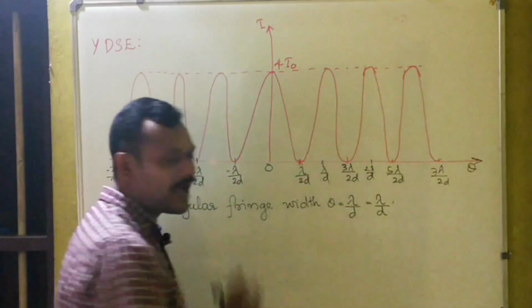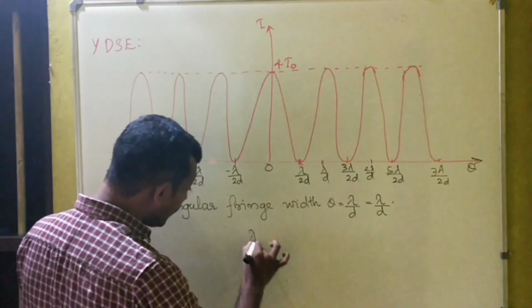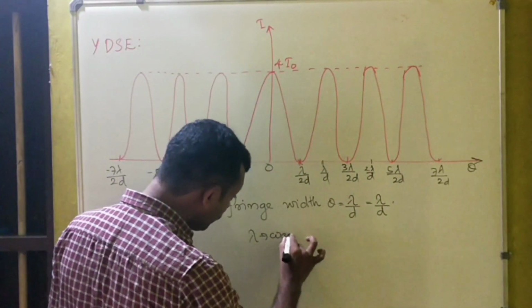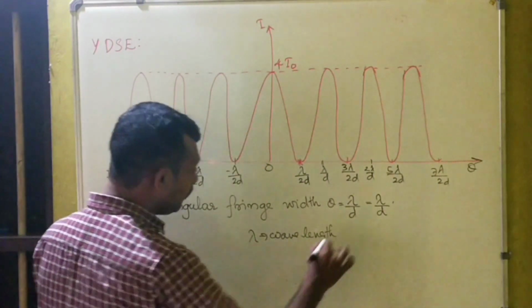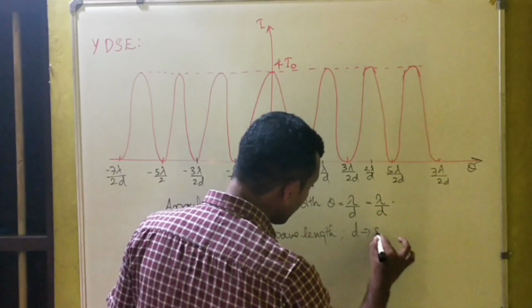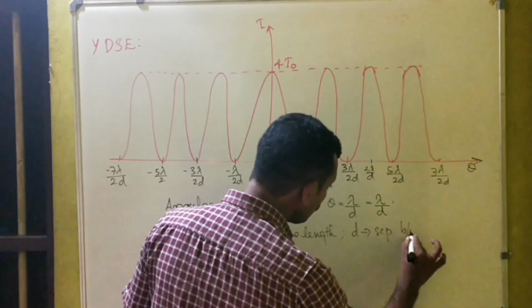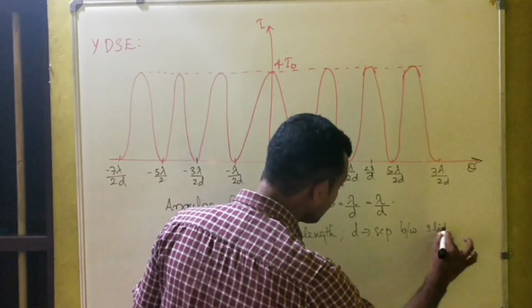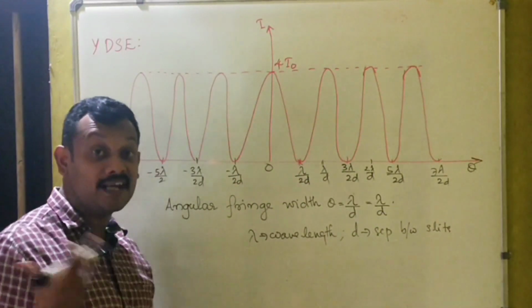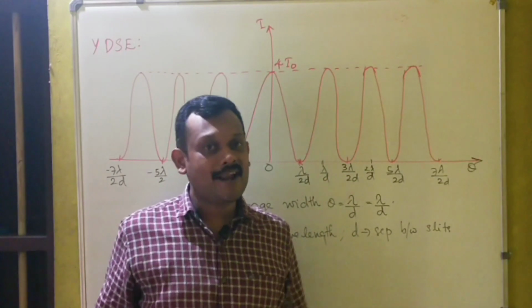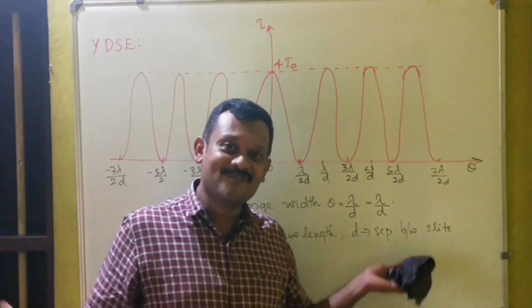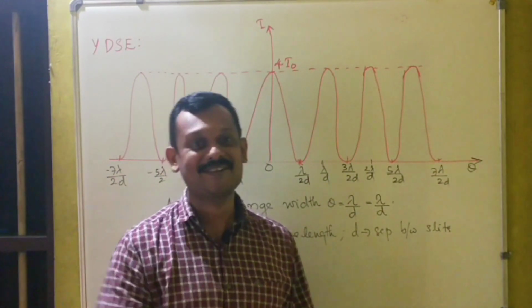What is lambda? Lambda is the wavelength of light used. And what is small d? Small d is the separation between the slits, and lambda is the wavelength of light involved. Ready? So what is lambda? Lambda is the wavelength of light involved and small d is the separation between the two slits.